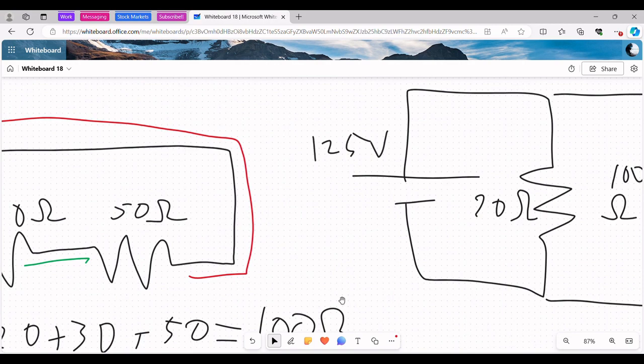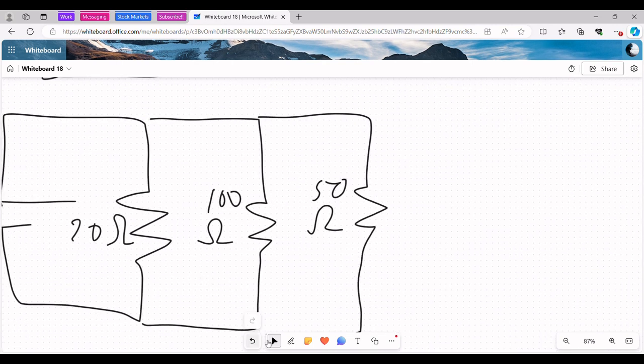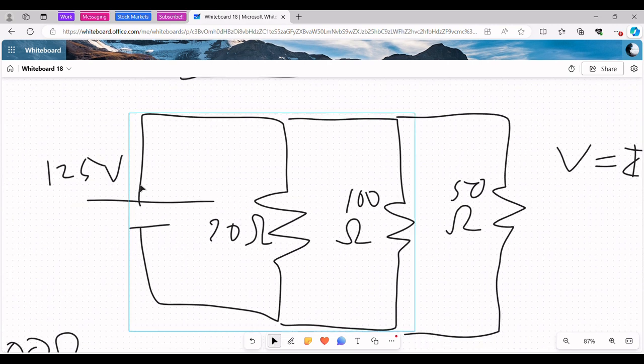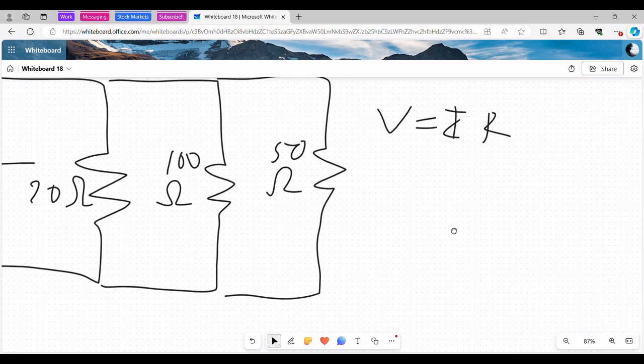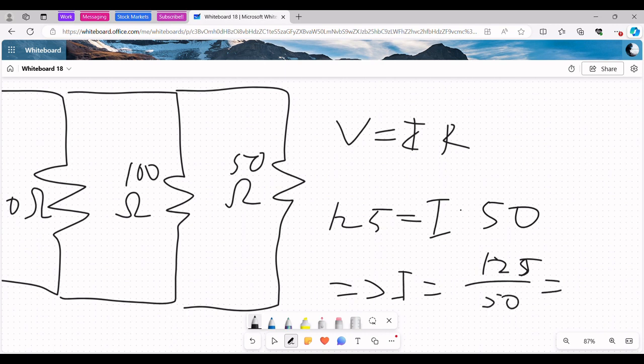Step number 2 is to find the current through each resistor. Again, we're going to use Ohm's law for this, V equals IR. Since these resistors are in parallel, we know that the voltage drop across all of them is going to be the same. It's just going to be 125 for all of them. So 125 equals I times the resistance. For this one, the resistance is 50, so I times 50. So this implies that I equals 125 over 50, or 2.5.